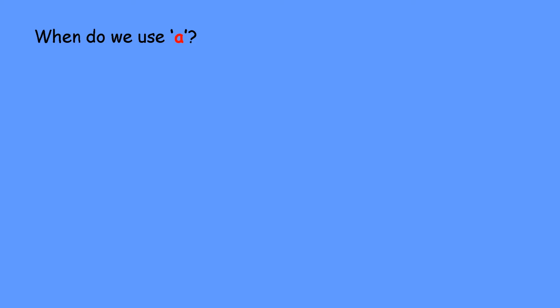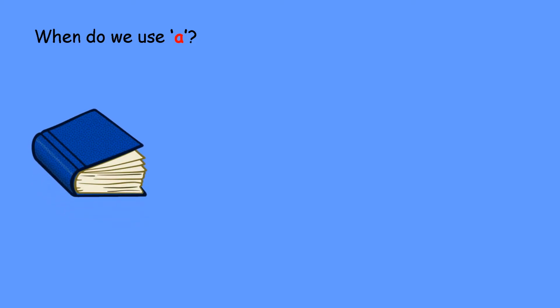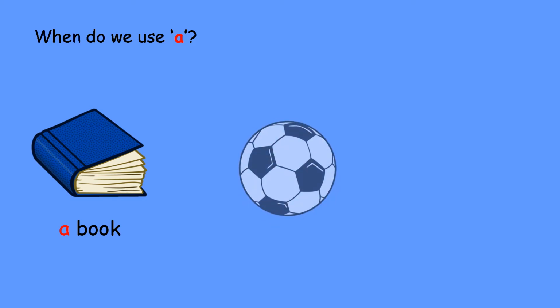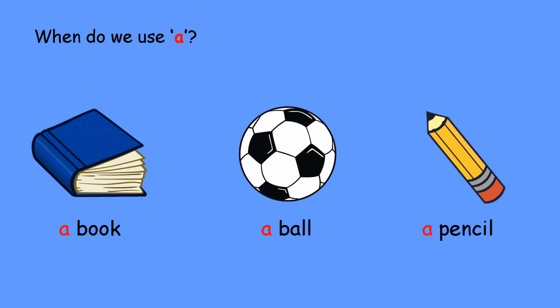Let's look at more examples. Here we have, what is this? Good. This is a book. A book. The letter B is a consonant. Next, we have here a ball. And lastly, we have here a pencil.